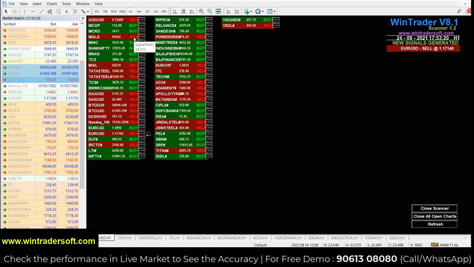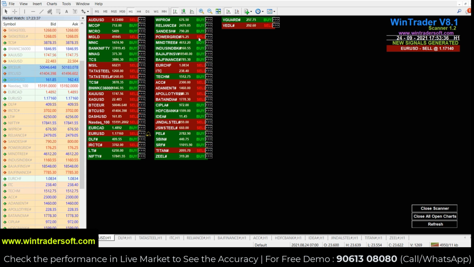This scanner will suggest if any buy signal, buy trend or sell trend is going on, and we can understand that from here. It's simple: if the market is in a buy trend, it shows buy, and if it is a down trend, it shows sell.